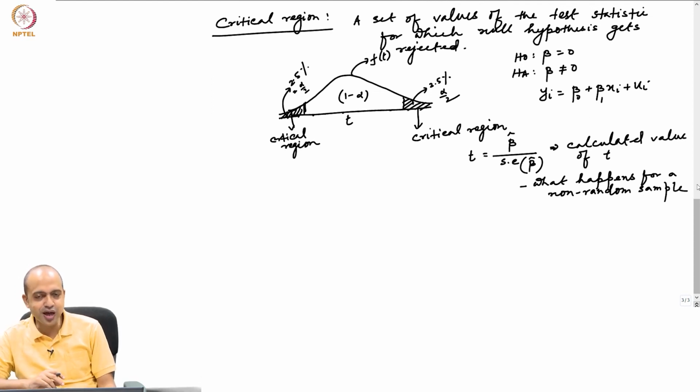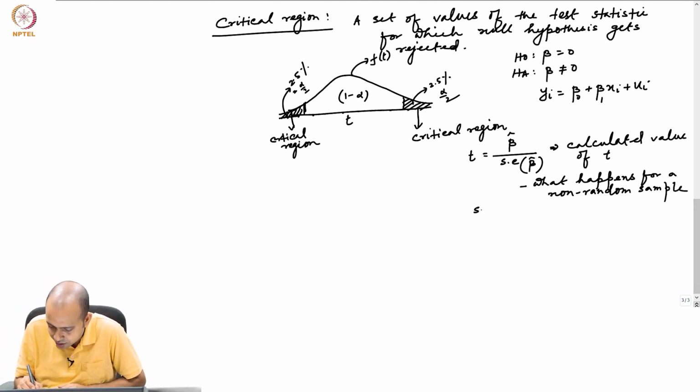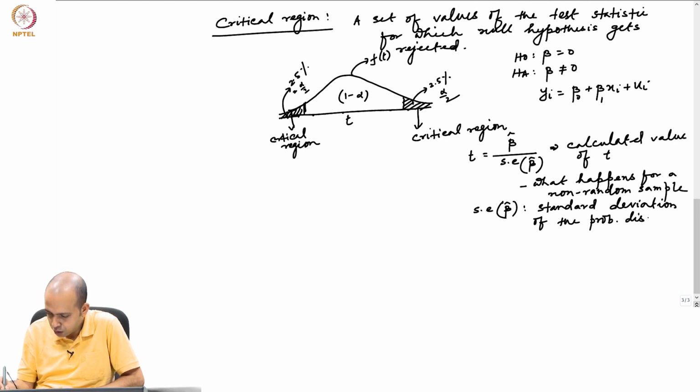So, what is the standard error of beta hat? Standard error of beta hat is basically the standard deviation of the probability distribution of beta hat. So, if I define standard error of beta hat, it is basically the standard deviation of the probability distribution of beta hat.